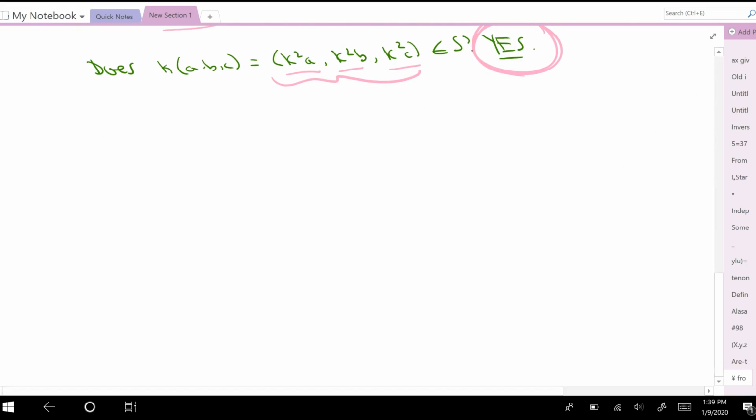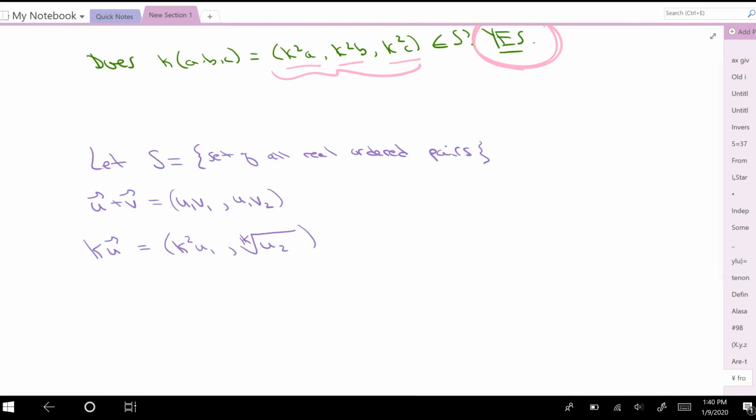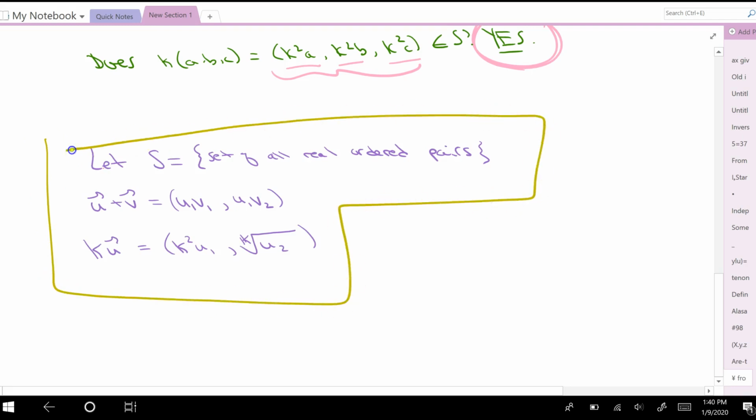Let me pause for one moment. Okay, here we go. Here's a question I just made up just now, okay? Let S be the set of all real ordered pairs, and addition is defined as such, and scalar multiplication is defined as such. Is this set closed under these two transformations? Go ahead and try it on your own, and then replay me for the answer.